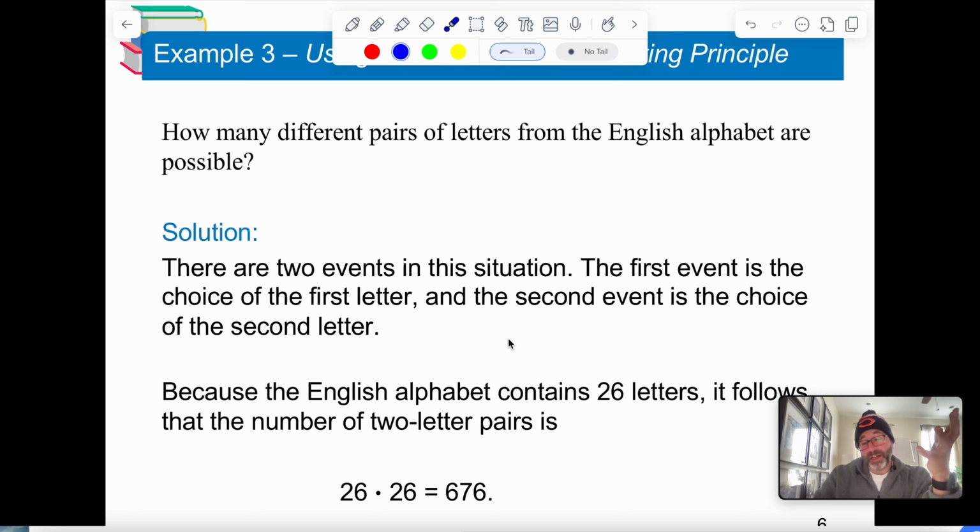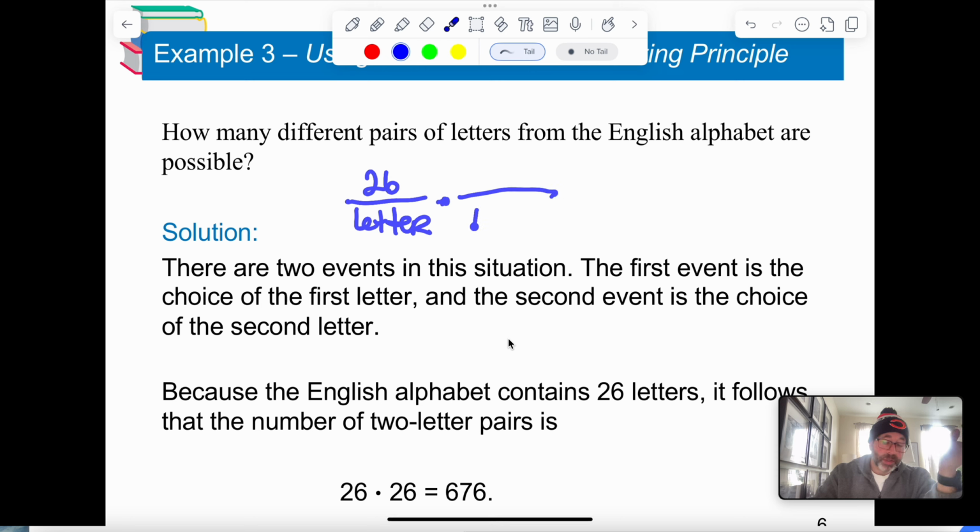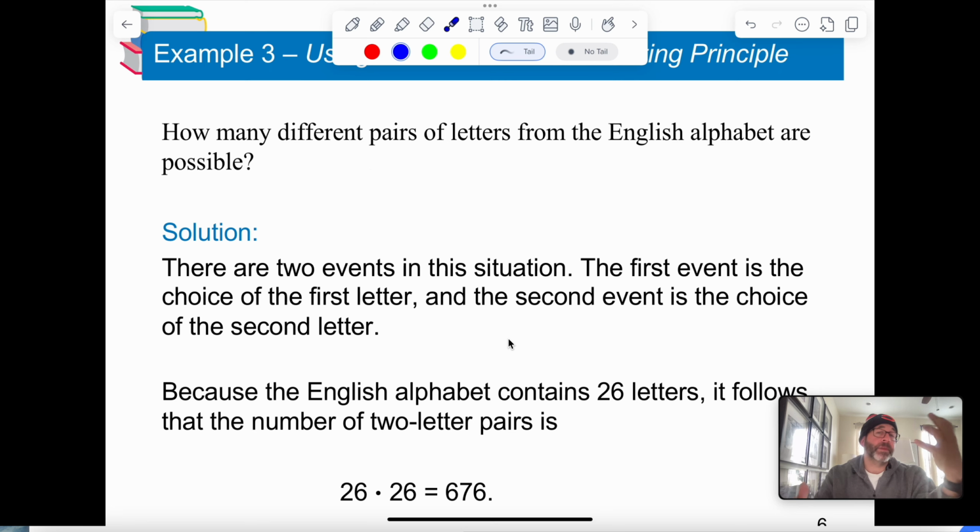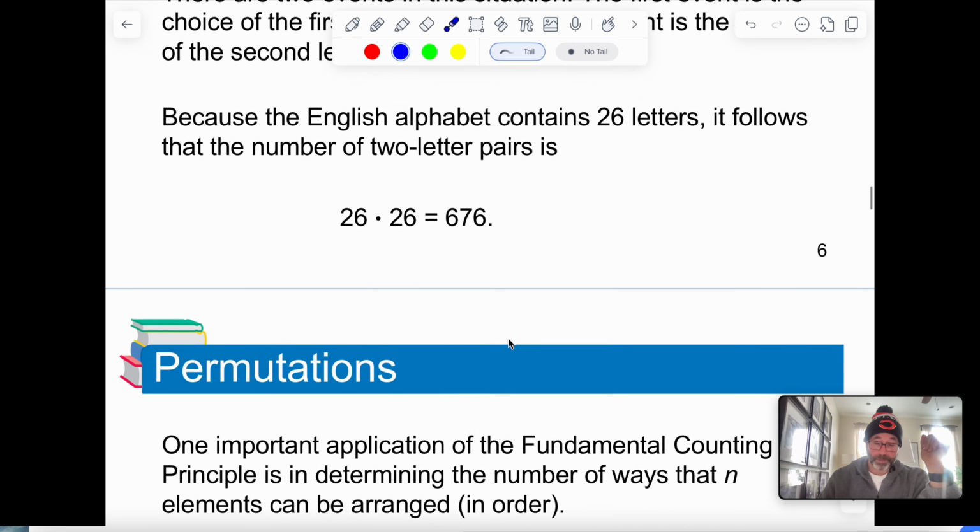Now, what if I wanted to modify it? Let's say I was going to do a letter and then a number. If I did a letter, there are 26 letters. Then let's say I was going to pick a number from 0 to 9. From 0 to 9, there are 10 numbers. So there would be 260 ways I could do this. I could do A1, A2, A3, A4, A5, B1, B2, B3, and there would be 260 different ways. This is the fundamental counting principle.